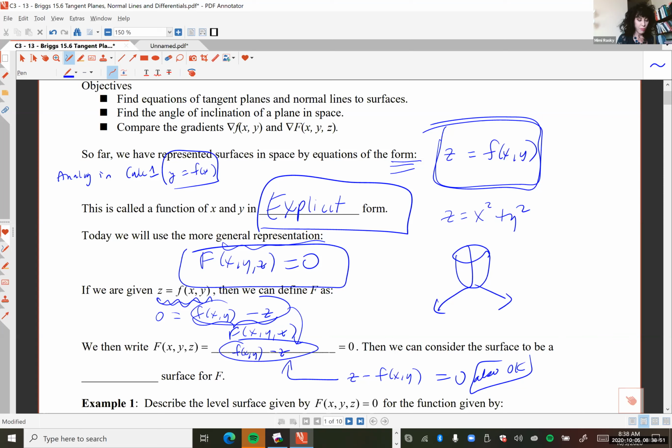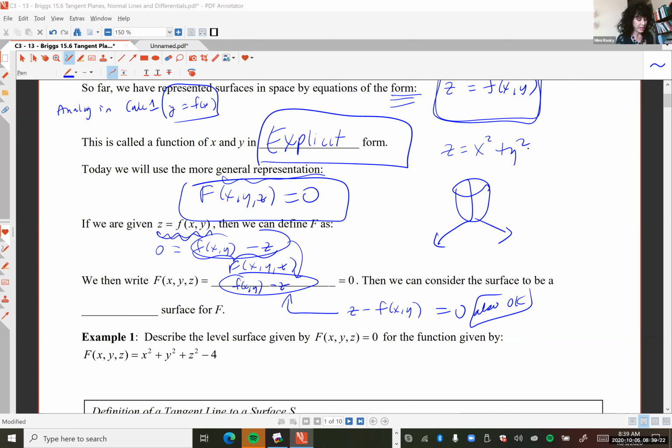Now, from what I went over and lectured in section 15.1, and I know some of you are still working on catching up on the homework for that, you remember when you were supposed to find level curves, step one is set the function equal to a constant? Well, when you're given a function of three variables and somebody says, hey, find the level surfaces, you're supposed to set that function of three variables equal to a constant. This is a reminder.